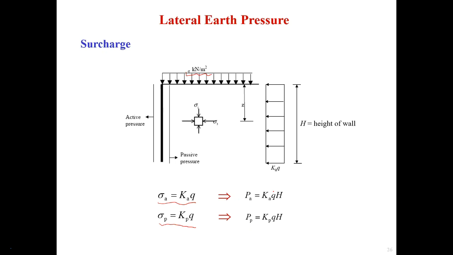And the additional active or passive thrust acting on a wall of height H is PA equal to KA times QH, and PP equal to KP times QH. Again, you see the force will be the area of the pressure diagram. Let's take the active case. This is KAQ and that's H. So this rectangle, if we take the area, that's KAQ times H, and gives us the thrust or the force acting on the wall. So if you are required to calculate the thrust or force, just take the area of the pressure distribution that gives you the corresponding value.